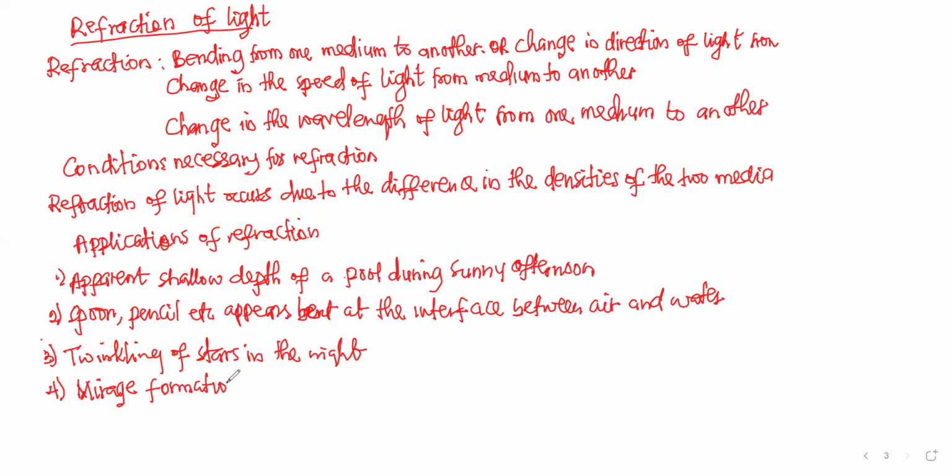What is a mirage? A mirage is that apparent pool of water on the surface of roads during sunny afternoons. That is a mirage. The apparent pool of water on the surface of roads during sunny afternoon is a mirage. This is also due to refraction of light.